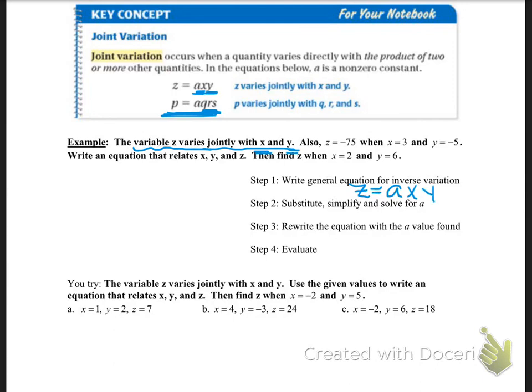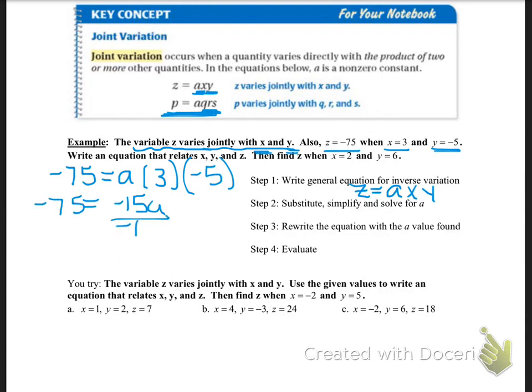Step 2 is still the same. Substitute, simplify, solve for a. So what do they give us? They give us z is -75, a, and then x is 3. y is -5. Solve for a. So this is 3 times -5 is -15. Right? Divide by -15. a equals 5.